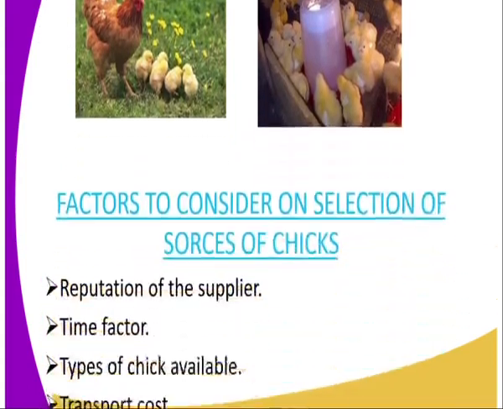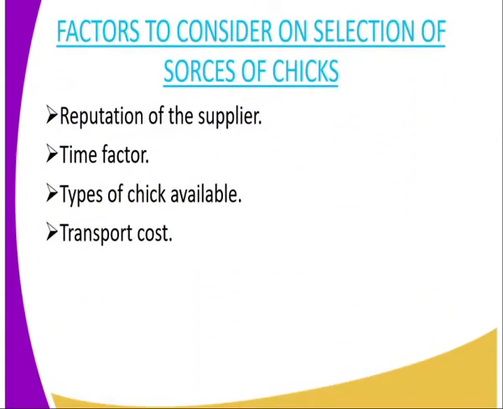Then we'll go to the factors to consider on selection of sources of chicks. We are supposed to get the chick from a source with a good reputation. That is the reputation of the supplier. Then we have the time factor. You're supposed to get the chick from a source which will supply the chick and deliver them on time.